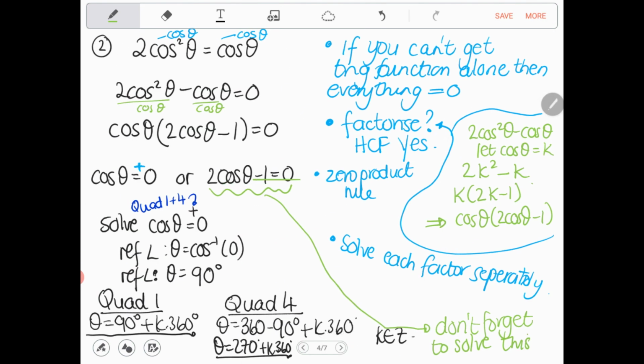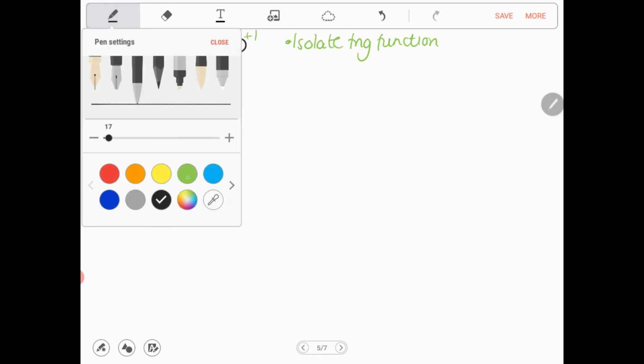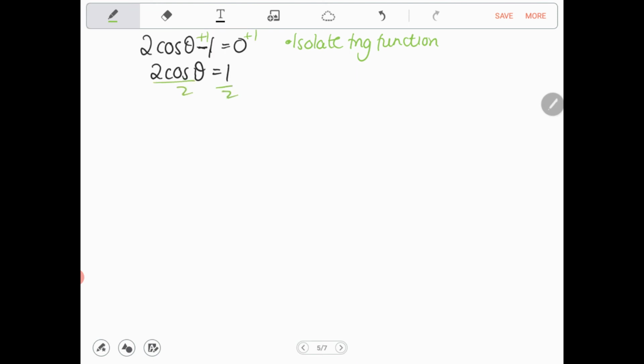The other one was 2 cos theta minus 1 is equal to 0. This one, my trig function is not isolated, so we start by isolating the trig function, like we've been doing up to now. We're going to add 1 to each side, and then divide by 2 to get the trig function alone.